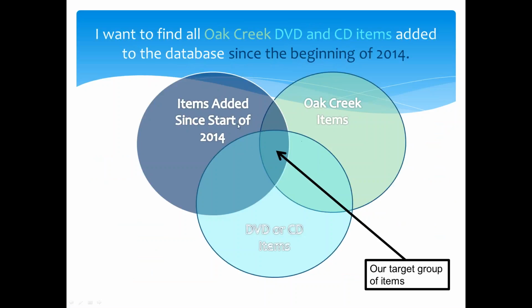So we've taken care of this circle here in the upper left-hand corner. So we still have two other ones. One is Oak Creek items. We have to identify those, make sure that they're part of our search, and also DVD or CD items.